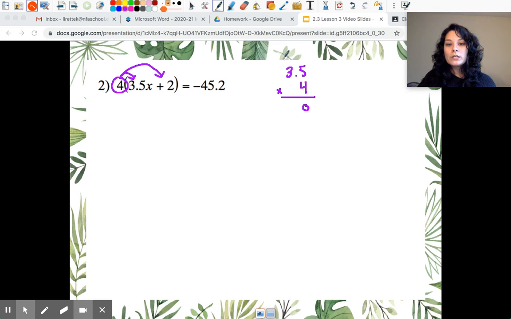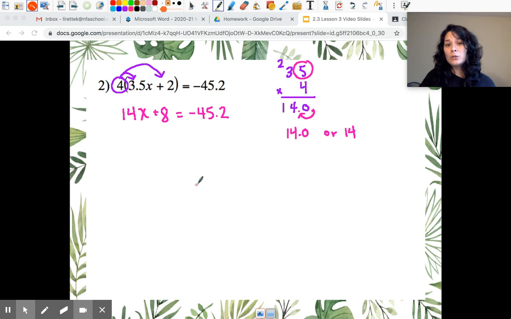4 times 5 gives me 20. Carry the 2. 4 times 3 is 12, plus 2 more is 14. And now I need to adjust for however many decimals I need. I need to adjust for 1 decimal point. So I start by placing the decimal all the way to the right, as if I'm looking at this as an integer, since that's what it looked like. And then I move it to the left 1 time. So this becomes a 14.0, or in other words, it's just an integer. So this is a 14, and there's an x. 4 times 2 I can do in my head. That's just going to give me an 8, and this is equal to negative 45.2.